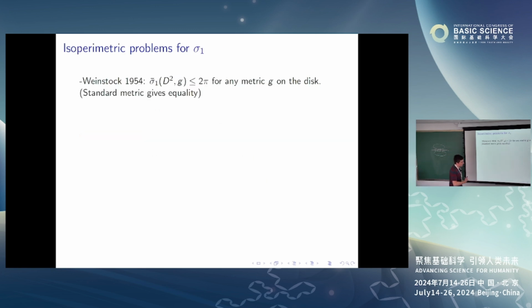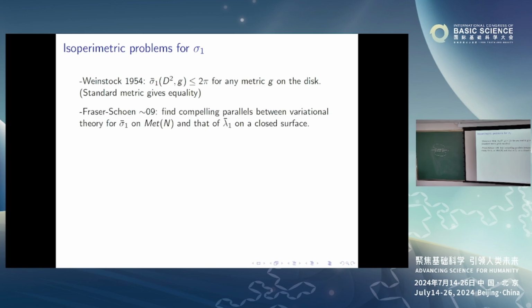So already in the 50s, people had some optimization results for these. Weinstock showed, working with planar domains, but it works for arbitrary metrics, that on the disk, the best you can do for this first eigenvalue is the standard metric on the unit disk, where it's 2 pi. But this story doesn't really enter into differential geometry world until work of Fraser and Schoen about 15 years ago, where they realized that there's this beautiful parallel between the variational theory for these Steklov eigenvalue functionals on surfaces with boundary and the story that had been developed by Nadirashvili and others in the closed case for the Laplace eigenvalues.